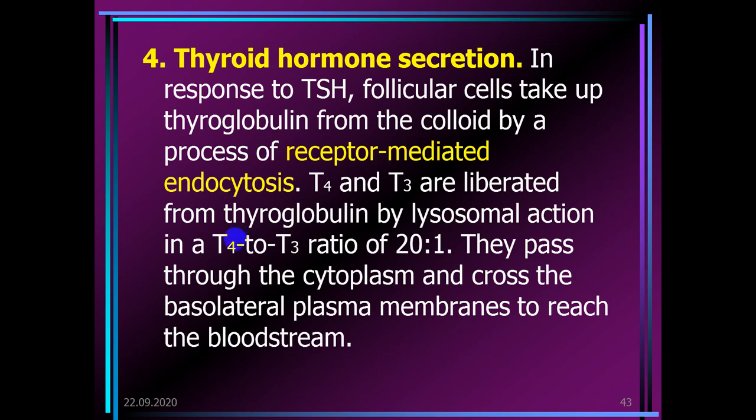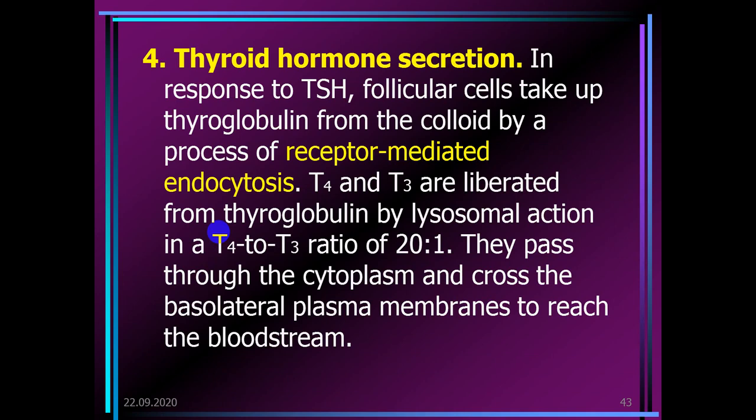Then, the next step of the secretory cycle is receptor-mediated endocytosis. What does it mean? It means that thyrocytes have microvilli on their apical surface, and when it is necessary, according to the feedback mechanism, they endocytose this colloid back into the cytoplasm of thyrocytes.